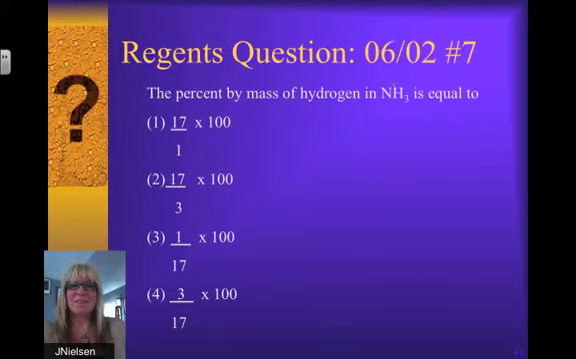Alright, percent mass of hydrogen. This is my part, this is my whole. So I've got H, 3 times 1.0079, which is approximately 3. I'm doing multiple choice, so I'm not going to have exact numbers. N, I've got 1, 14.0067. So this is my part, and my whole is this plus this, which is going to be 17. So it should be choice 4.